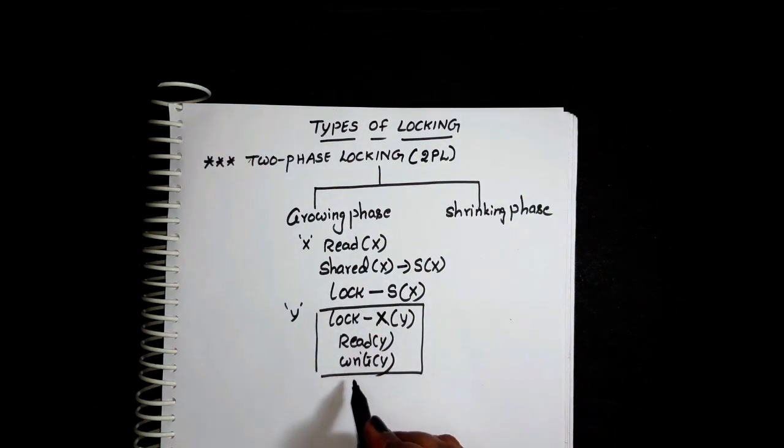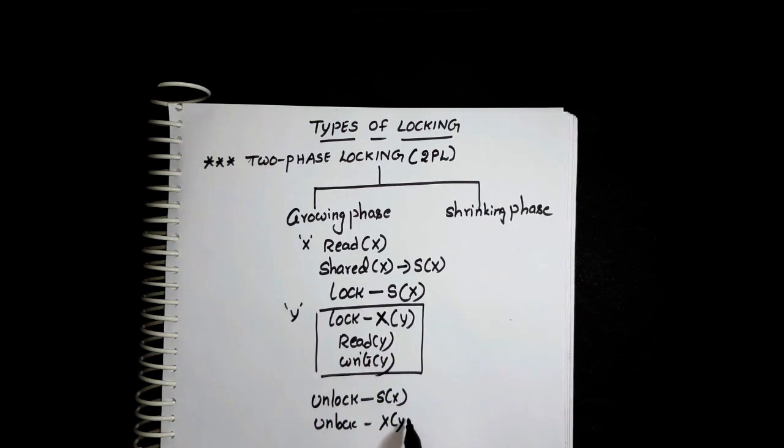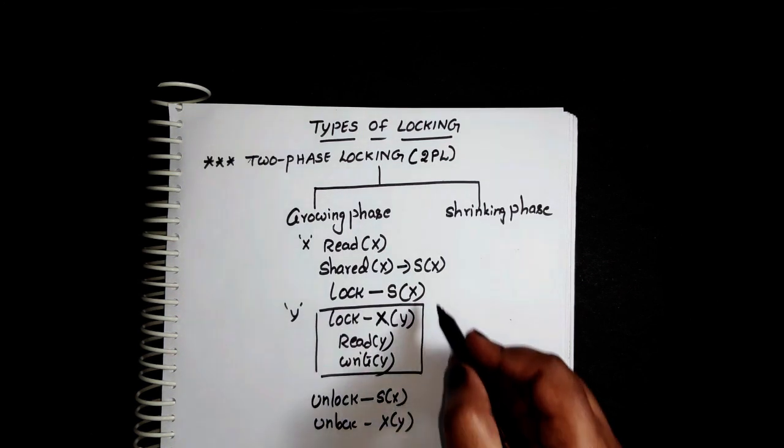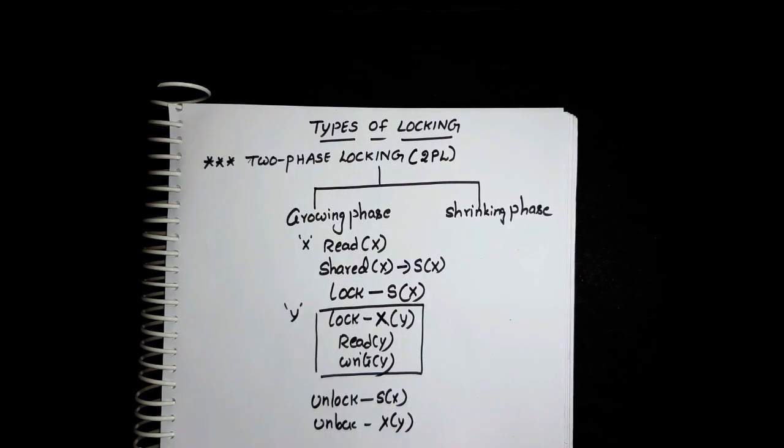After completion of both read and write operations, finally the last operation will be unlock. So unlock S of X, and similarly unlock X of Y, for the other data item. Likewise you may continuously obtain the locks and finally you may release the locks.